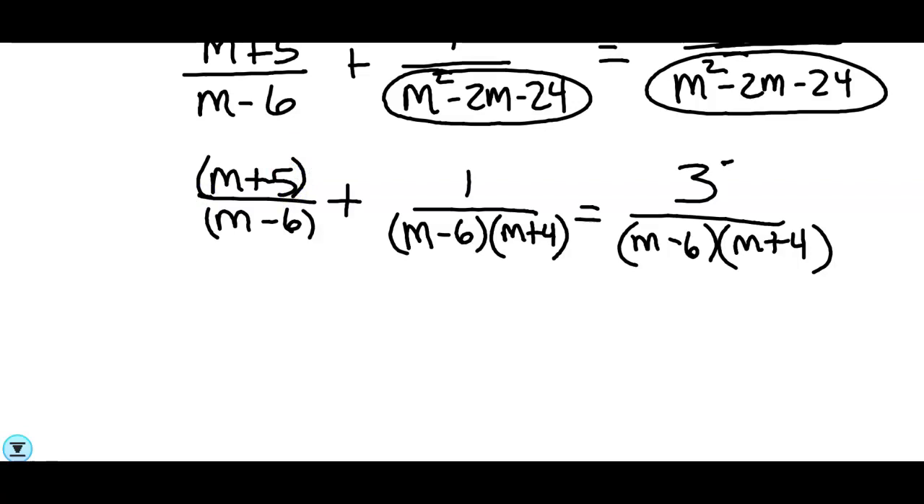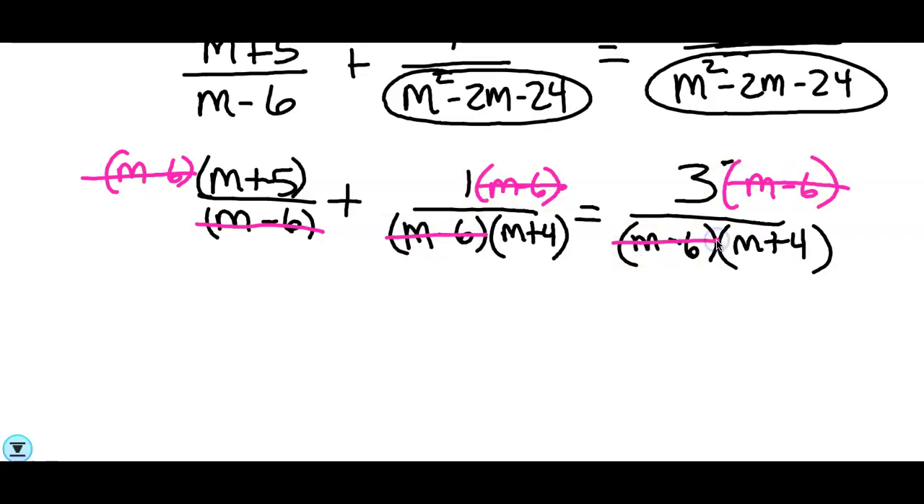Okay, so now we start multiplying. What do you want to multiply by first? M minus 6. All right, m minus 6. Here we go. Okay, we get to cancel here. We get to cancel here. We also get to cancel here.